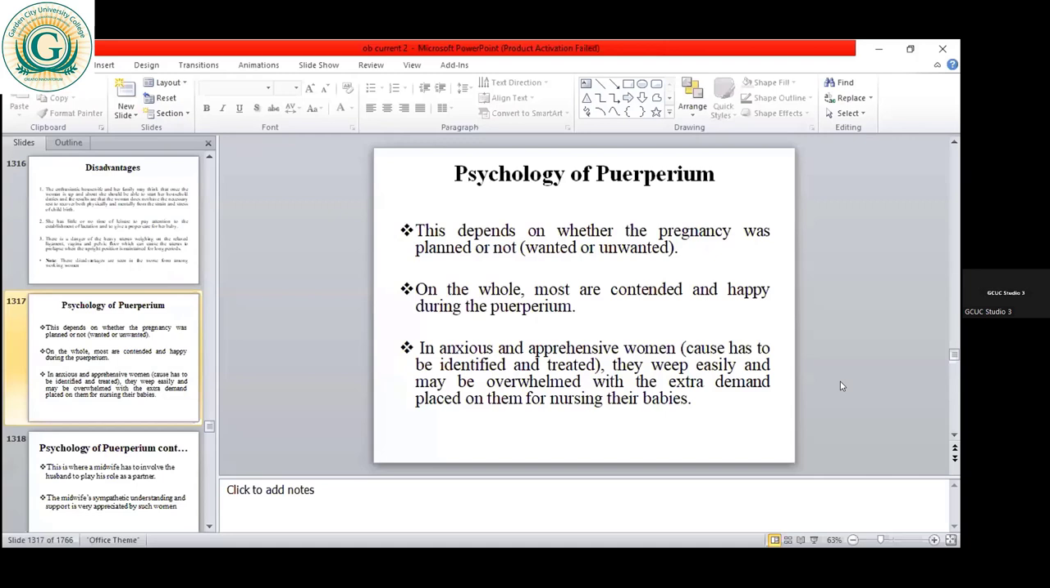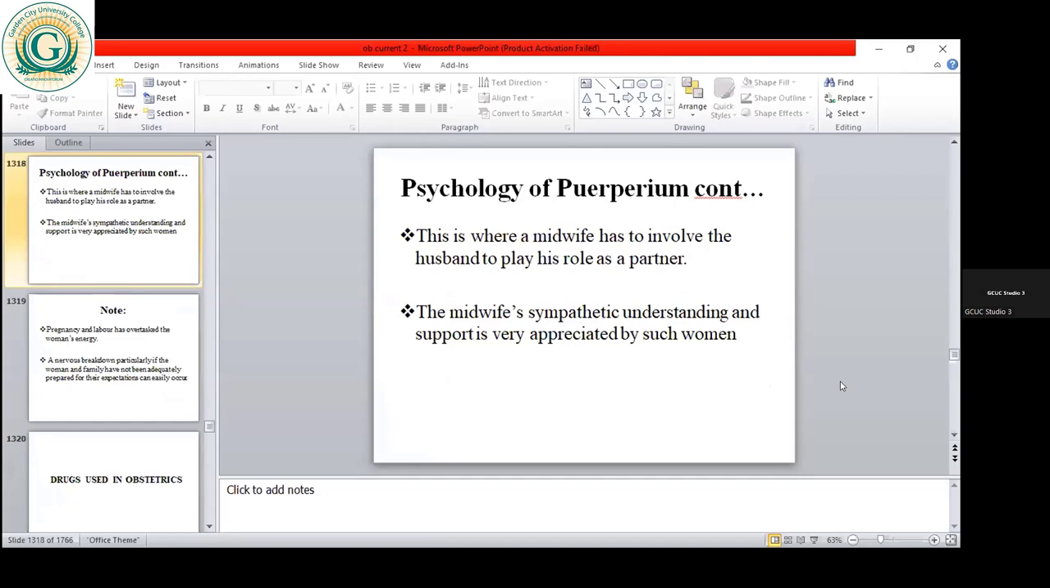When you see a woman who has delivered and she's shedding tears, please don't say, what is happening to this woman? Now you have delivered and you are crying? She's crying because she has a problem. Go to her, find out, and treat accordingly. Some are overwhelmed with the extra demand that she thinks she is going to have because of the new baby. So this is where a midwife or a nurse has to get involved, and better still if the husband can be brought in so that he helps the woman.